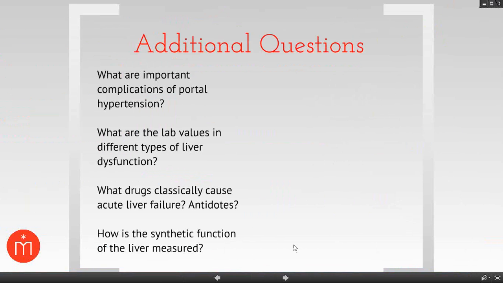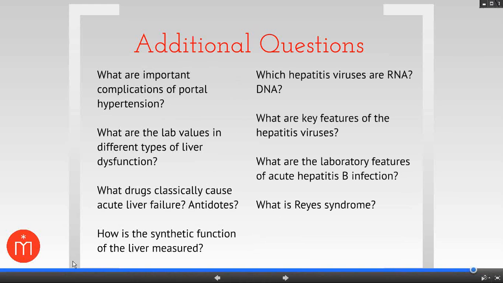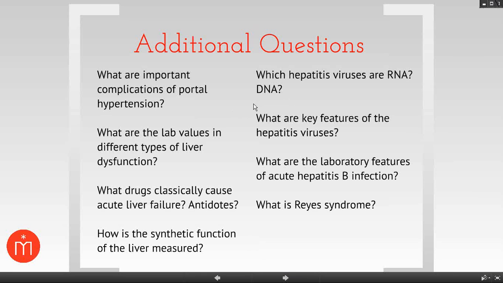Additional questions to think about in a full discussion, which you might have during, let's say, a longer tutoring session. What are some of the complications of portal hypertension? We talked about that a little bit, but there's much more to talk about. What drugs can cause liver failure? How do we measure the synthetic health of the liver? What are the different types of hepatitis viruses, and when do you see those infections? How do you interpret laboratory results in hepatitis? And one particular important liver disease, Reye's syndrome, an important pediatric disease that we see in kids associated with a certain drug. Very important to understand all aspects of Reye's syndrome for USMLE Step 1.